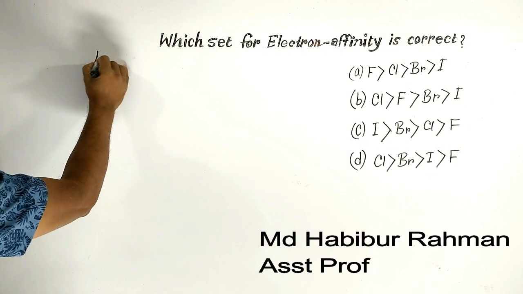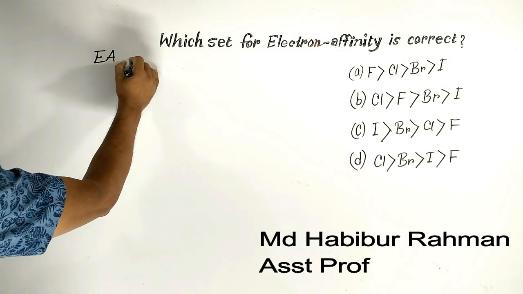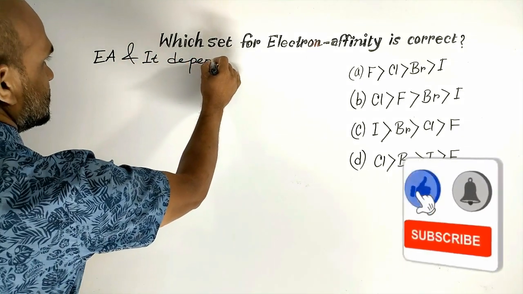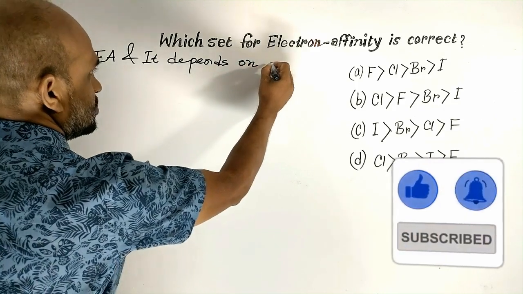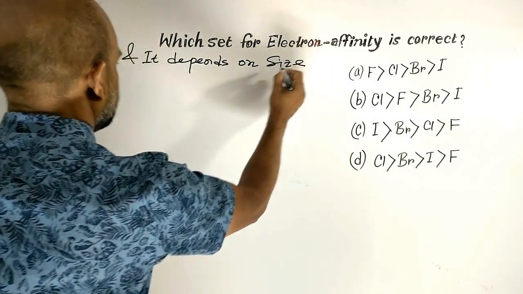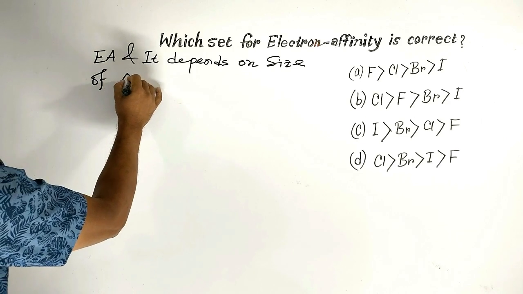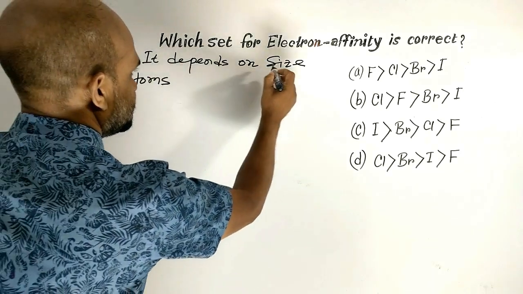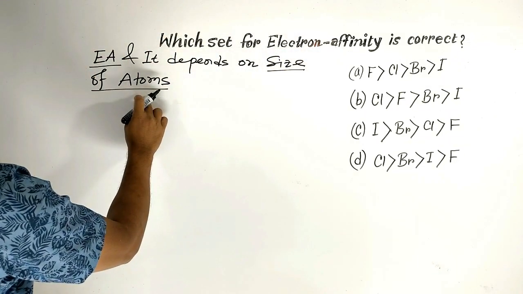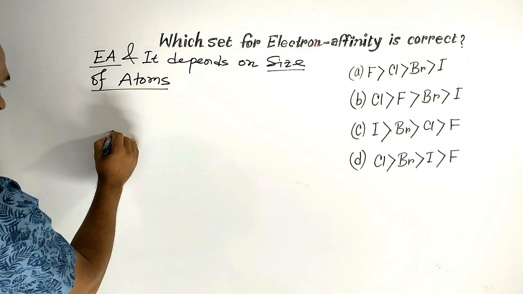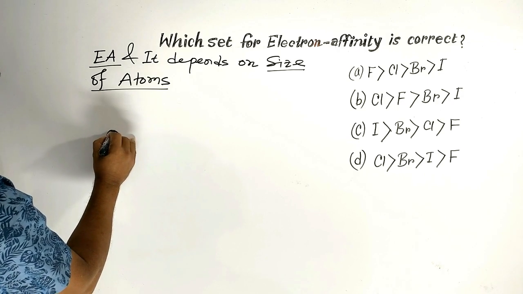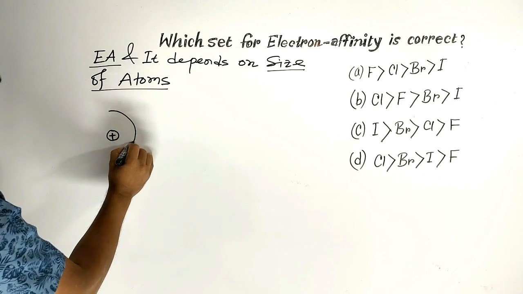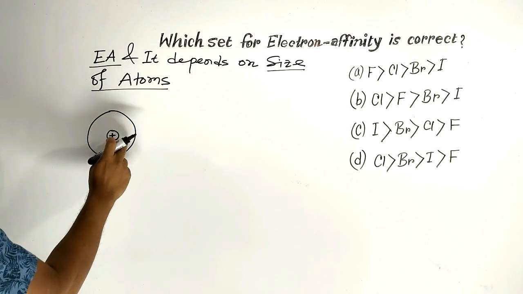First of all, let us see what electron affinity is, and it depends on the size of atoms. What is electron affinity? Let us consider this is the nucleus of an atom and this is the valence shell, or outermost shell.